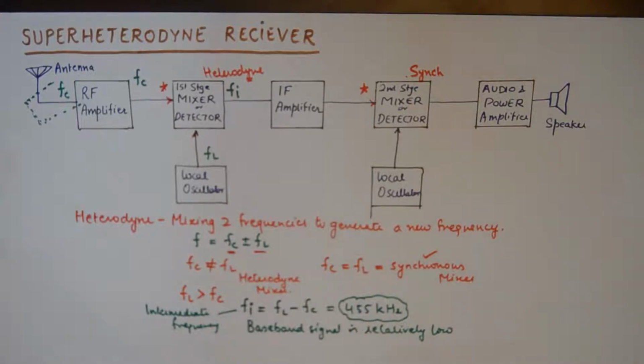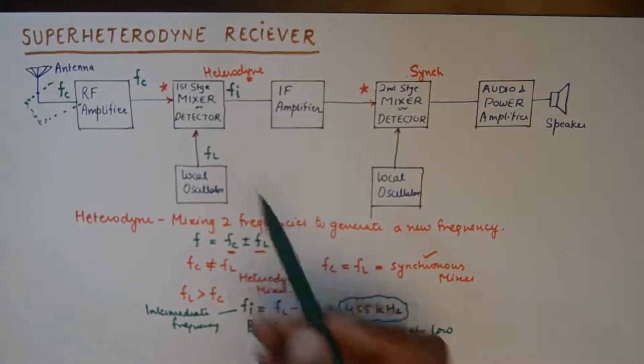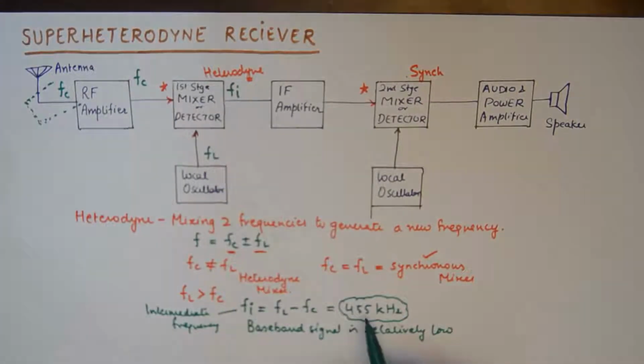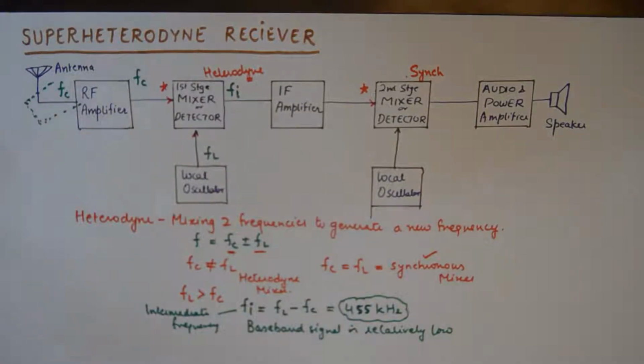So most of the times we keep the value of FL to be greater than FC by 455 kilohertz, so that the difference between the two at the output of the first mixer comes out to be 455 kilohertz. And the next question that arises is, why is this value kept fixed at 455 kilohertz and not at some other value like 500 kilohertz or 1000 kilohertz?